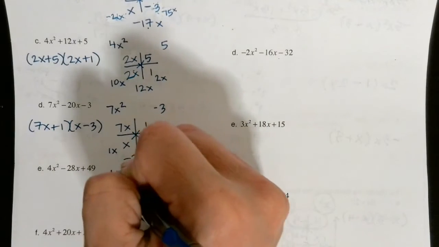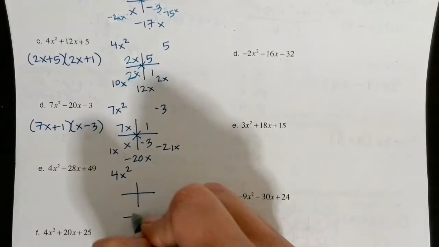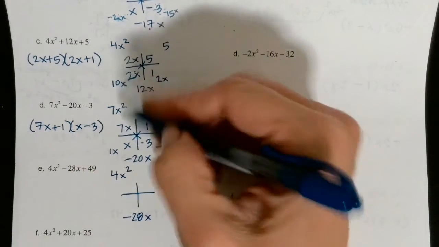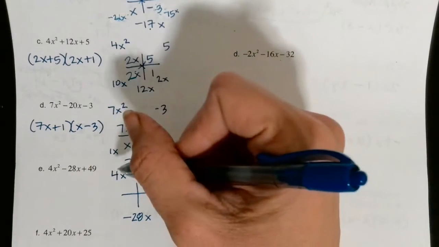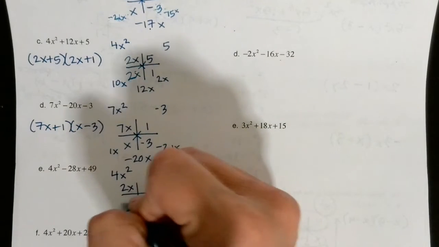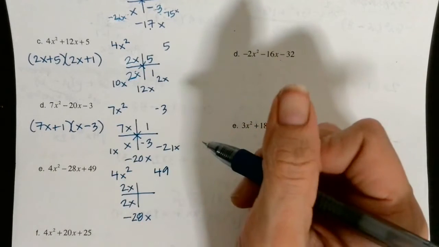All right, 4x squared. Whenever I see a 4 or a 6, I'm kind of like, I'm going to have to do a little more work. When it's 7x squared, that's the only option. 7 times 1 is 7. But 4x squared, I have other options. So I'm going to start with 2x and 2x and then see what I can get.